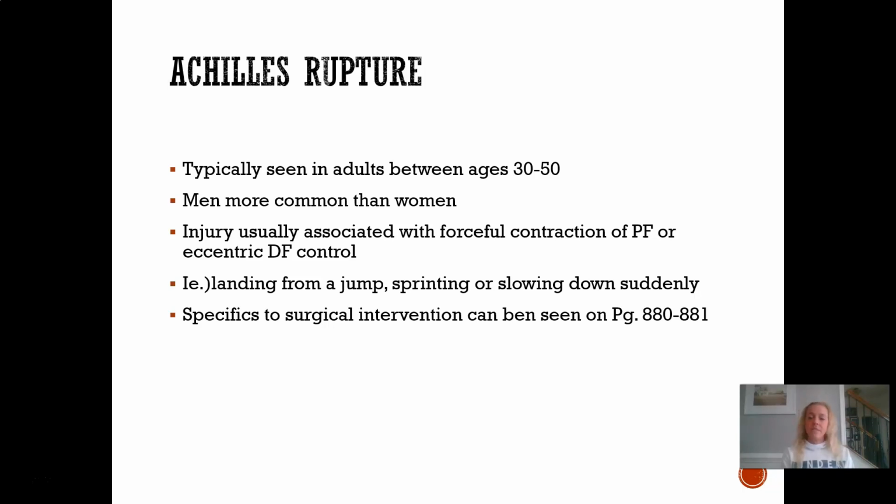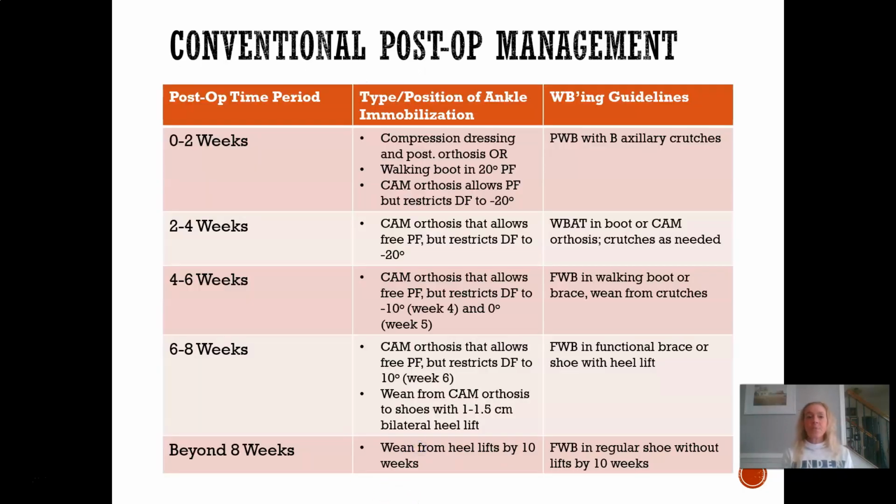There are some more specifics to the actual surgical intervention in your book, but we will talk about some of the treatments. So typically in our acute phase, in the first 2 weeks, they will most likely be in a CAM boot, which just stands for controlled ankle motion boot. That's all that means. And what it's going to do is place them into plantar flexion. So they're going to be in a maintained plantar flexed position so that we can shorten the Achilles tendon and allow it to heal. They will most likely be partial weight bearing and need to use axillary crutches for a period of time.